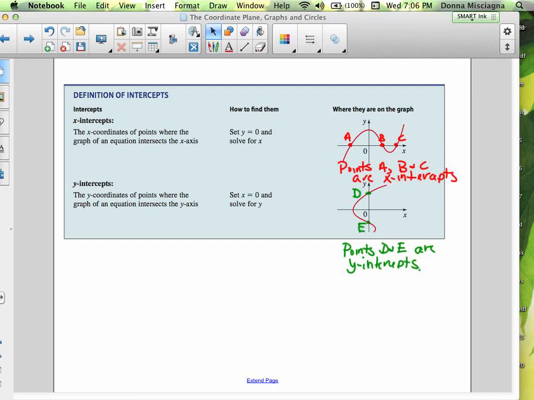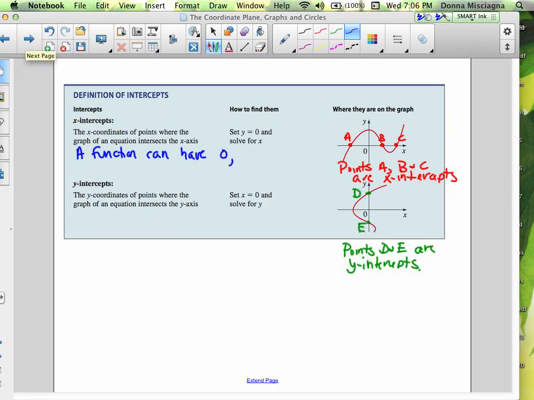Now, if we were talking about the graph of a function, right, the first one is a function, the second one is not. In terms of x-intercepts, a function can have 0. We can think of parabolas, right, that don't cross the x-axis, where the vertex is above the x-axis and it's concave up, or below the x-axis and concave down. So a function can have 0, 1, or more x-intercepts.